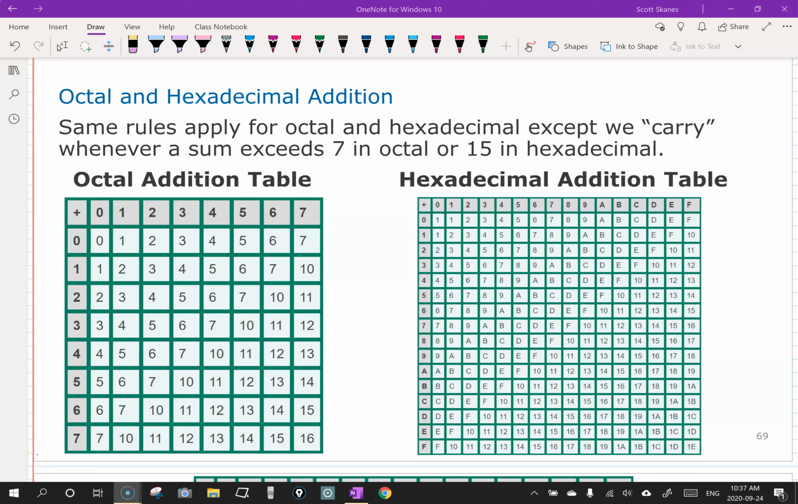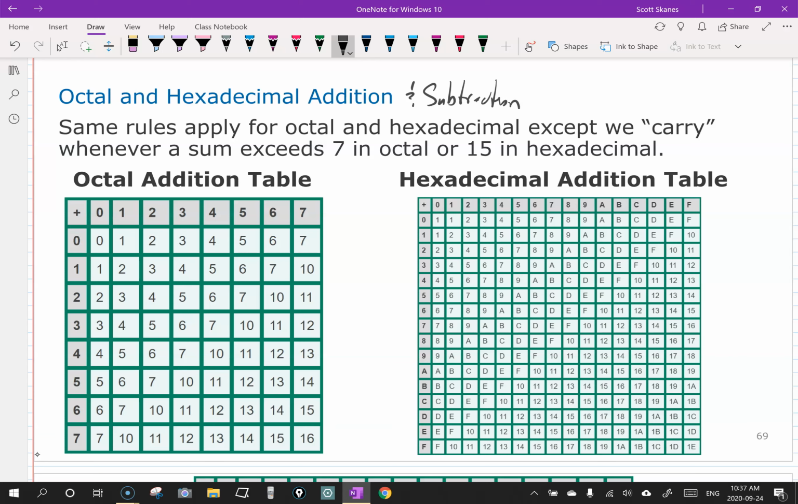The last topic we did was binary addition and subtraction, and today's topic, in this video anyway, we're going to be doing octal and hexadecimal addition and subtraction. So really I should have added that in here. And the process is very similar.